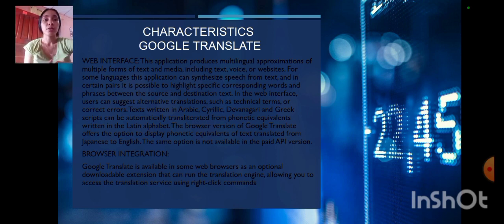In the web interface, users can suggest alternative translations, such as technical terms, or correct errors. Text written in Arabic, Cyrillic, Devanagari, and Greek scripts can be automatically transliterated from phonetic equivalent writing in the Latin alphabet. The browser version of Google Translate offers the option to display phonetic equivalents of text translated from Japanese to English. The same option is not available in the paid API version.